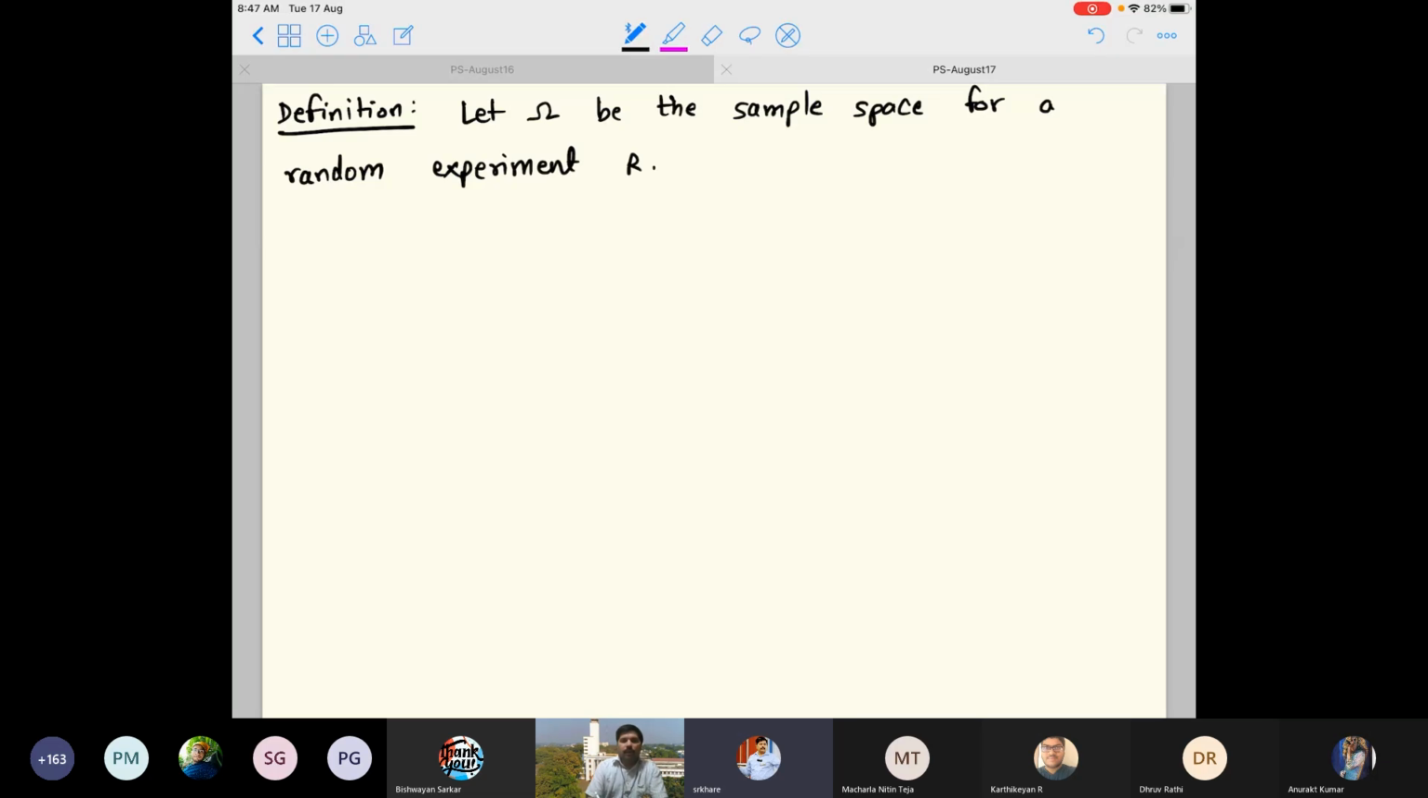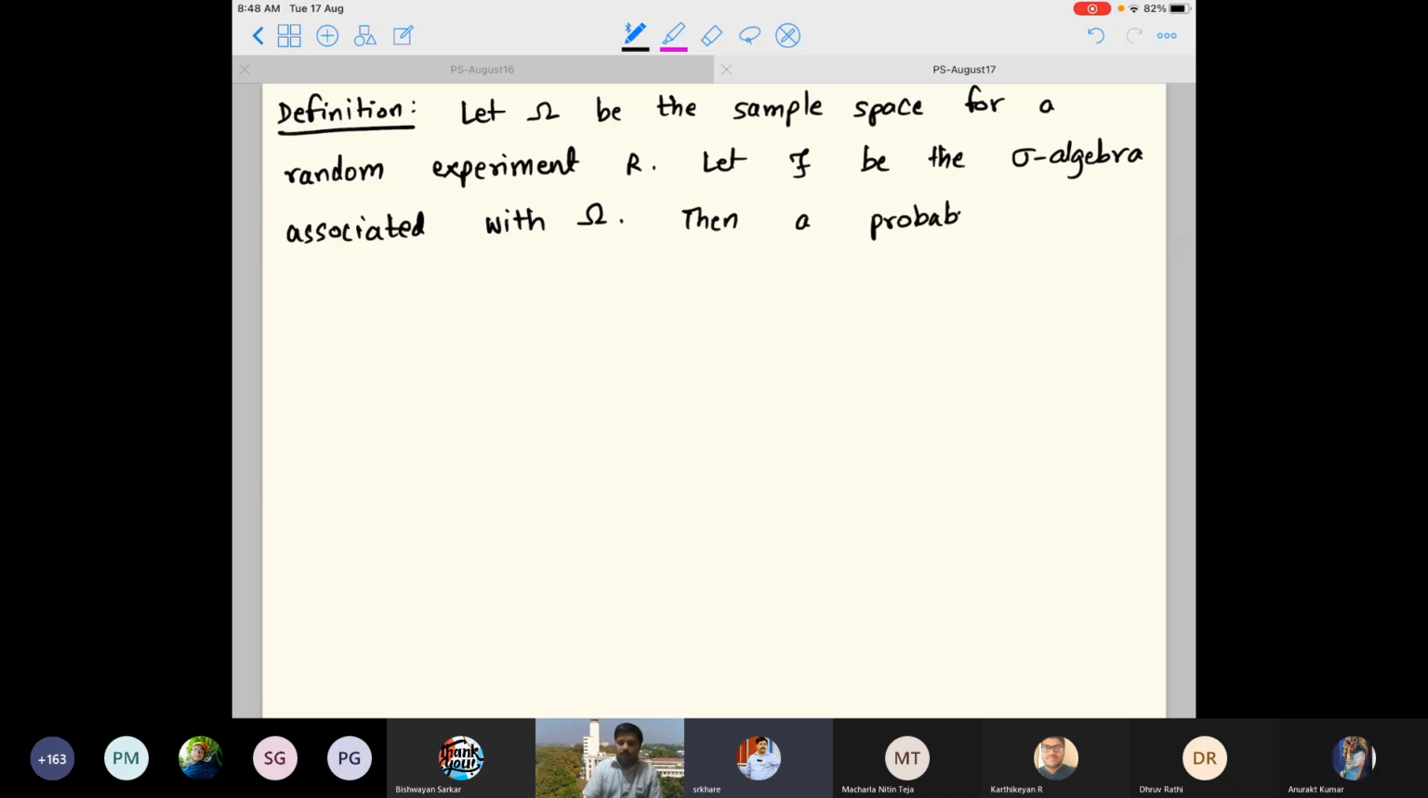Okay, let F be the sigma algebra associated with omega. So you have found the sigma algebra. You have started with the sigma algebra, then a probability measure. So the probability is a measure.